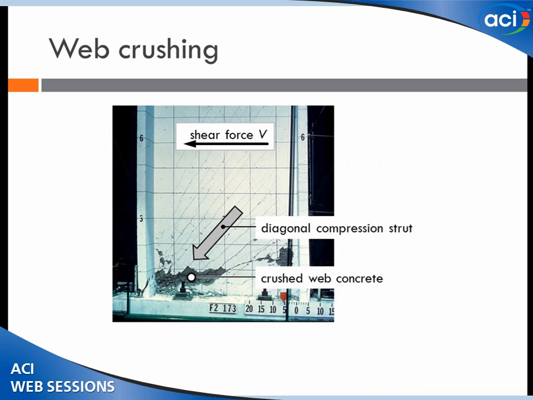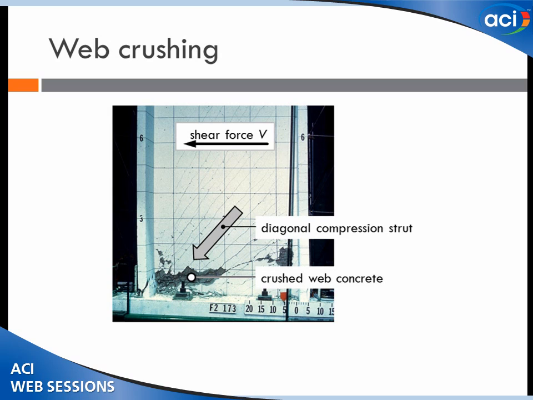And Gene had sent me this crisp photograph from his records probably about 2 years ago. I made a request, can I get a copy of that photograph from the paper that was written here, because the original doesn't copy so well. And Gene found it and sent it right away. But this shows the kind of web crushing that occurs in these walls.